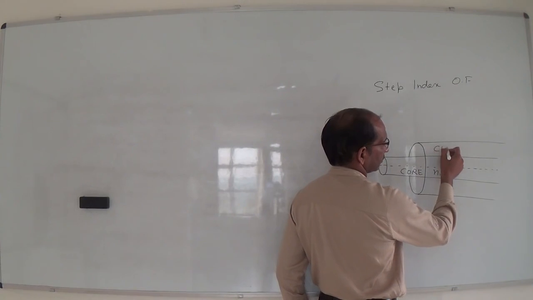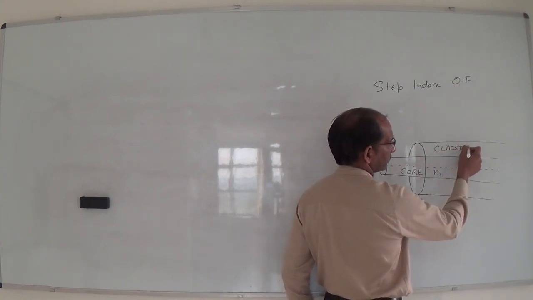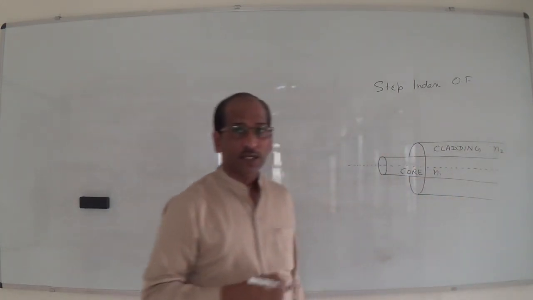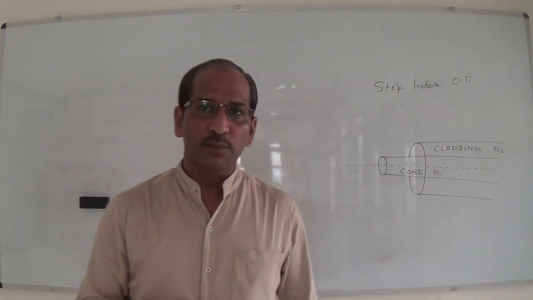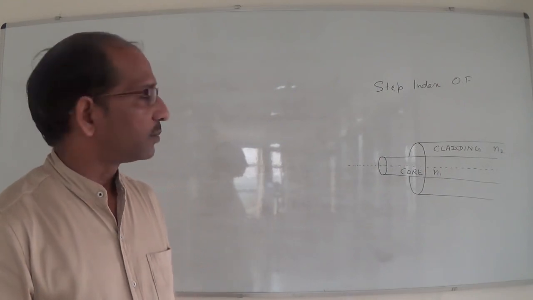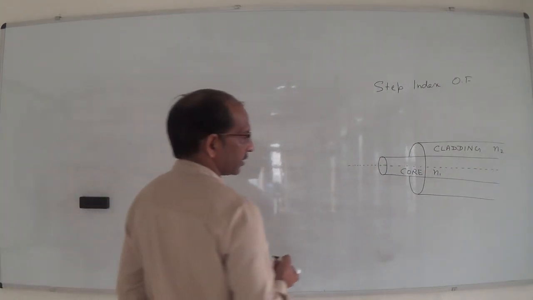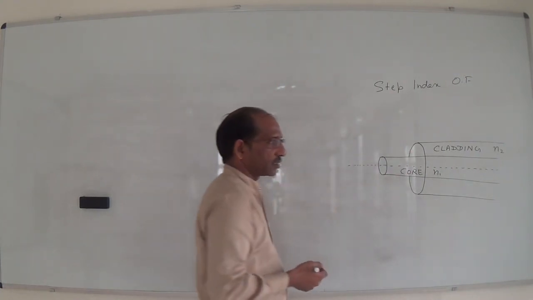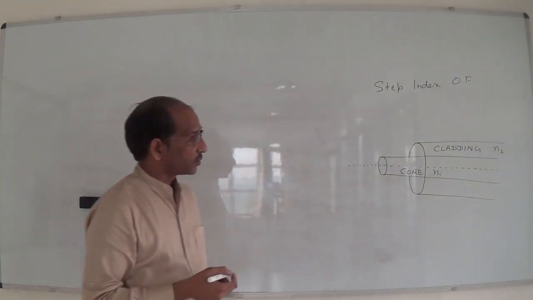This is cladding, and the refractive index of the cladding is N2. So in case of step index optical fiber, the index profile of the core and cladding basically determine the shape of step index optical fiber.